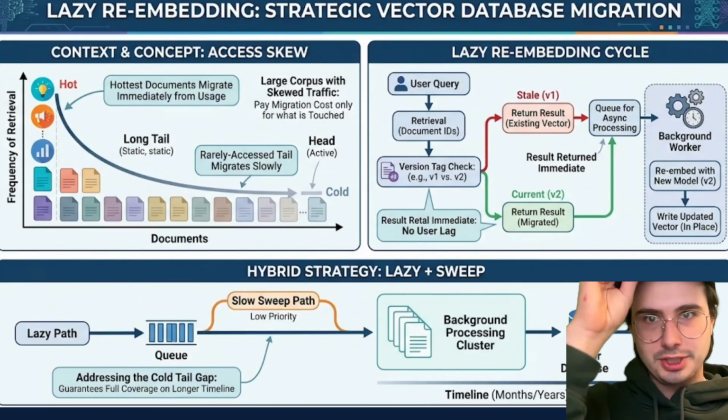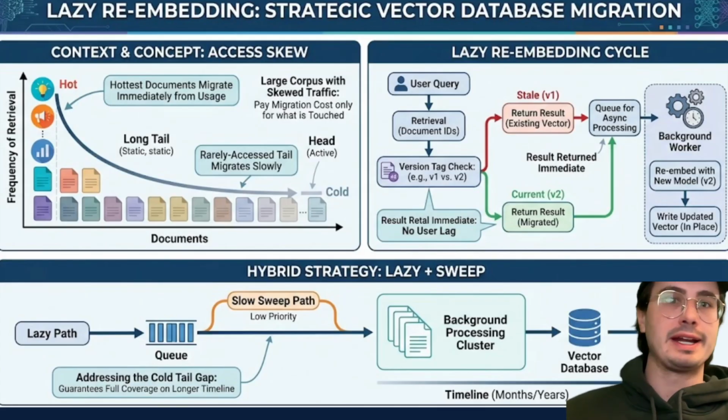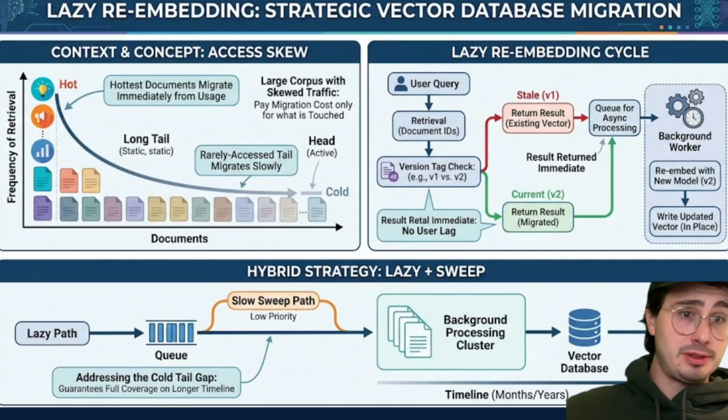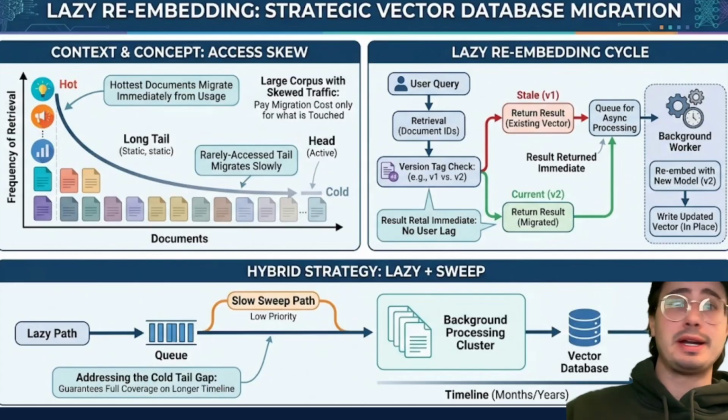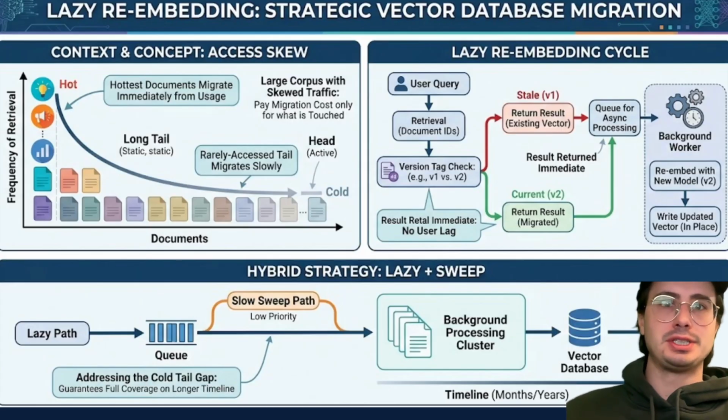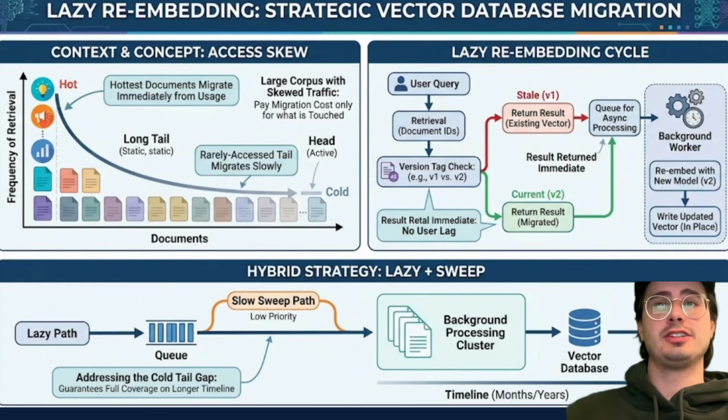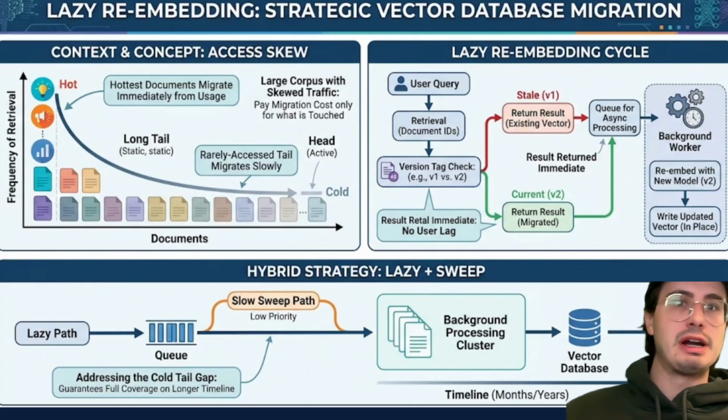Now, finally, our third strategy is the lazy re-embedding on access option. And this takes a different premise from the first two strategies. Instead of migrating on a proactive schedule, you re-embed a document only when it's touched, and you spend the migration cost across natural traffic instead of pinning it all up front. And this is the strategy to reach for when your corpus is large and your access pattern is skewed.